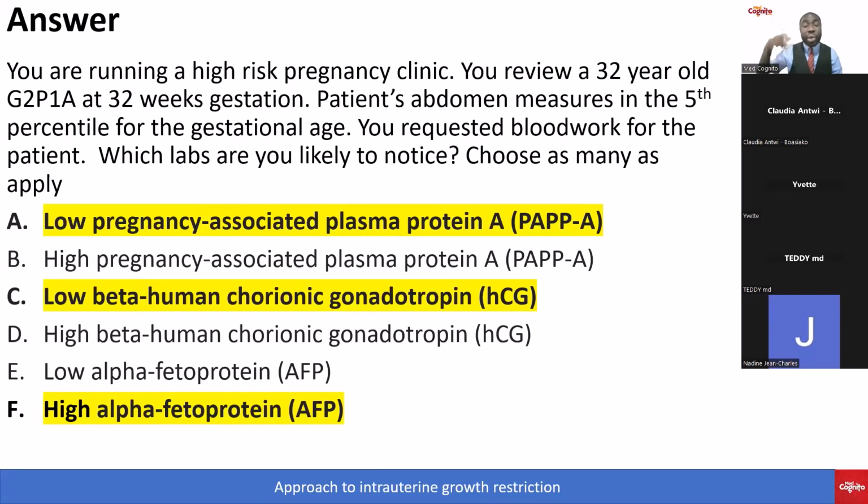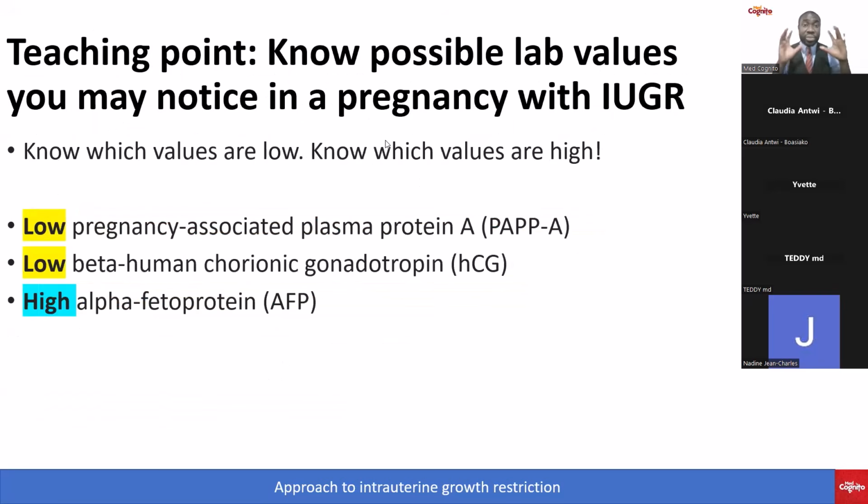So know which ones are low, know which ones are high. I've developed a whole slide on it so that you can use this to remember which lab values are low and which are high. Low pregnancy-associated plasma protein A, beta HCG will be low, but alpha fetoprotein will be high. Doctors, please write this down. I don't want to move without you writing it down, so that you know which labs you should expect.